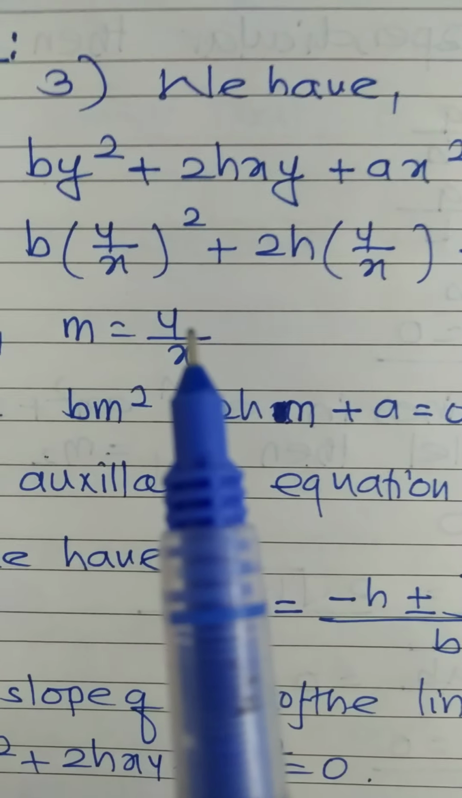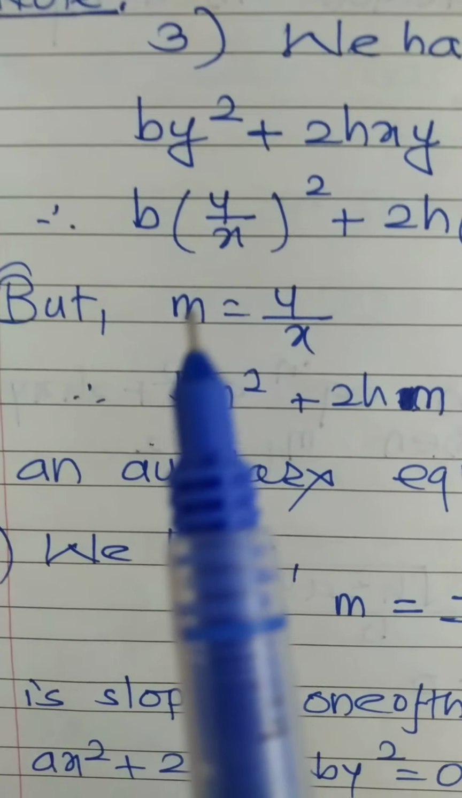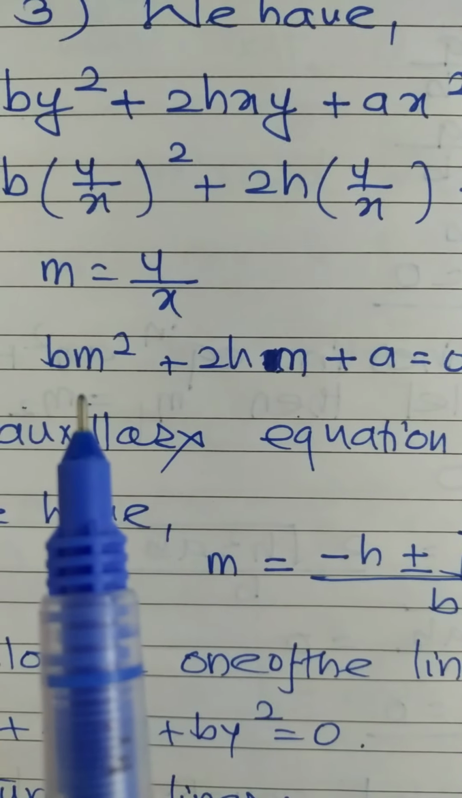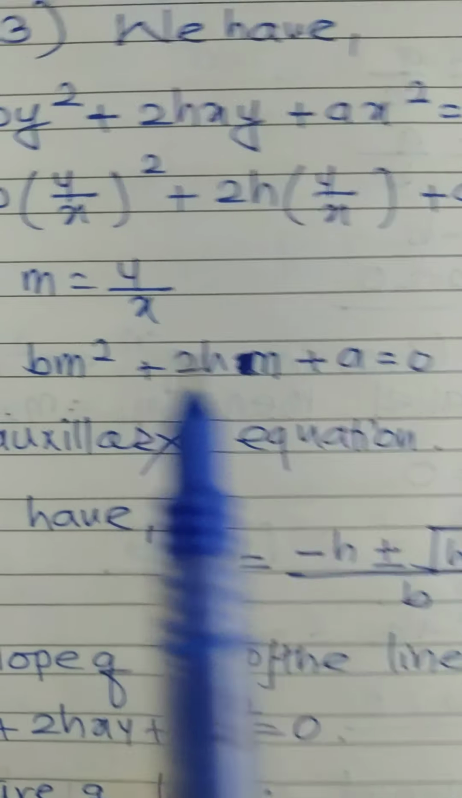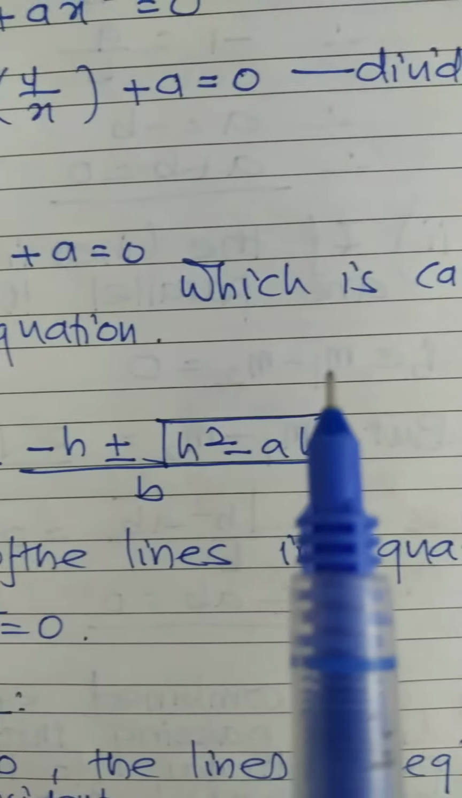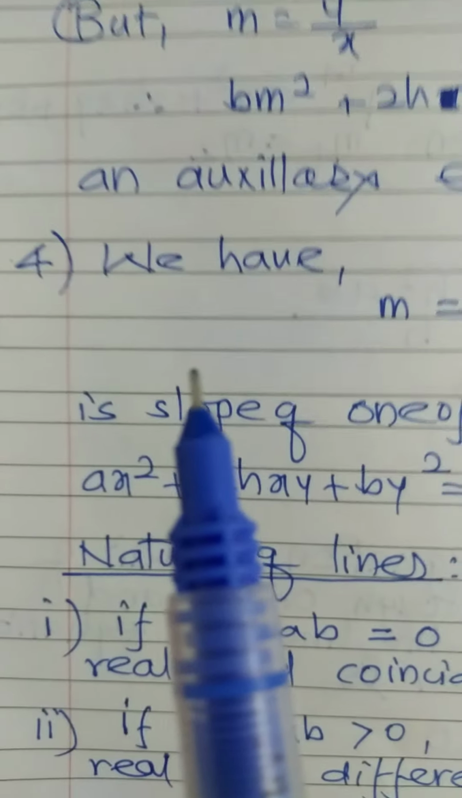But as far as the line in that equation, if we consider that line is definitely passing through the origin, what is the basic equation of that line? y equals to mx. So you can write m, it is nothing but y upon x. So that equation becomes b m square plus 2hm plus a equals to 0, which is called an auxiliary equation.